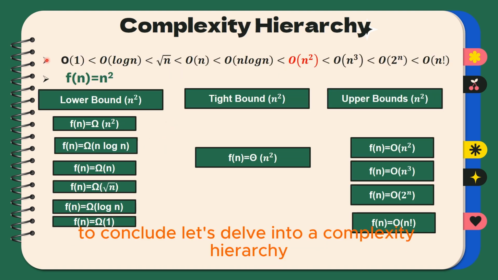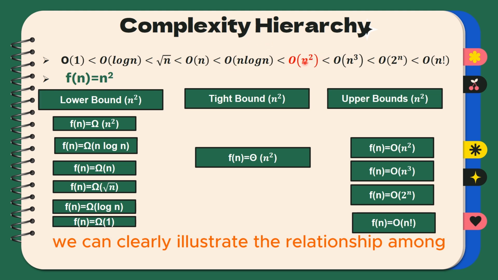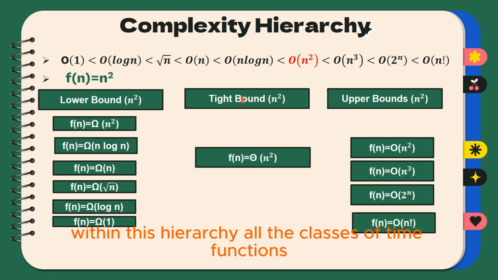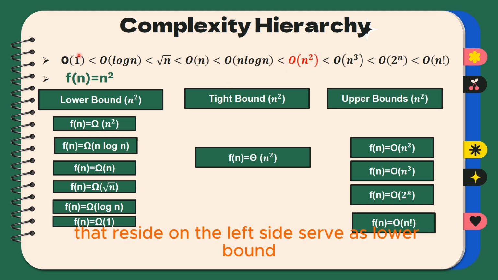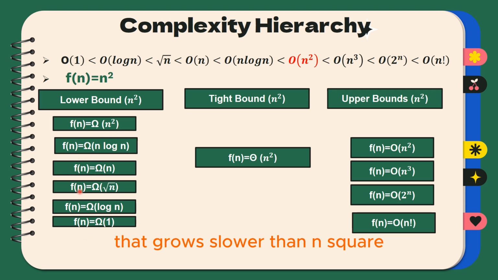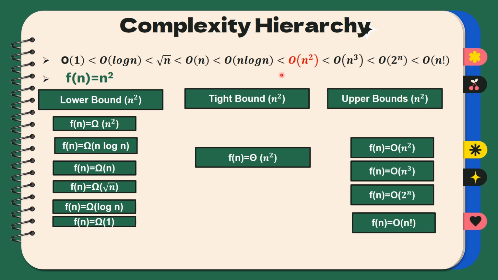To conclude, let's delve into a complex hierarchy with f of n equal to n squared as our focal point. We can clearly illustrate the relationship among upper bound, lower bound, and tight bounds within this hierarchy. All the classes of time functions that reside on the left side serve as lower bounds, which include several classes of functions that grow slower than n squared. This serves as a benchmark for the minimum growth rate of n squared.